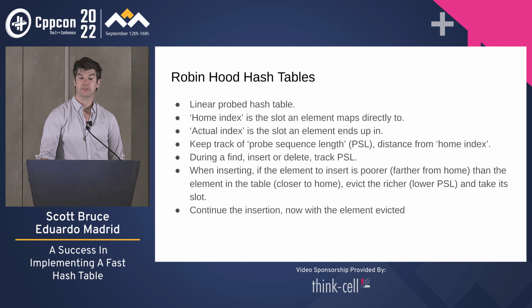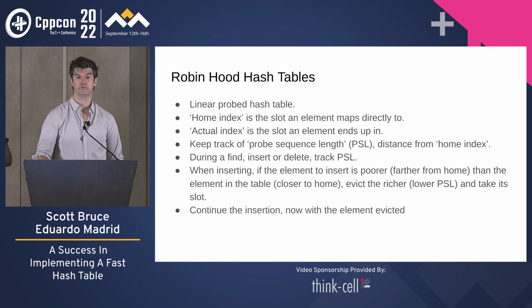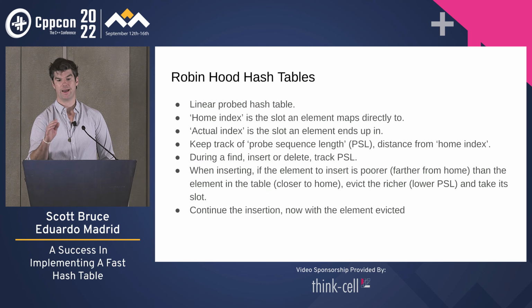So Robinhood hash tables are linearly probed hash tables that try to avoid the failure mode of a linearly probed hash table, which is that your entire hash table fills up, and every time you do a lookup, you have to scan the whole table. We do this by keeping track of the probe sequence length. So we have some home index that a slot wants to map to. We have some actual index that it ends up mapping to. We keep track of the length from its home index, and we use this to bound the work we do on find and choose the place we insert on insert. If that didn't make sense, I have visuals.